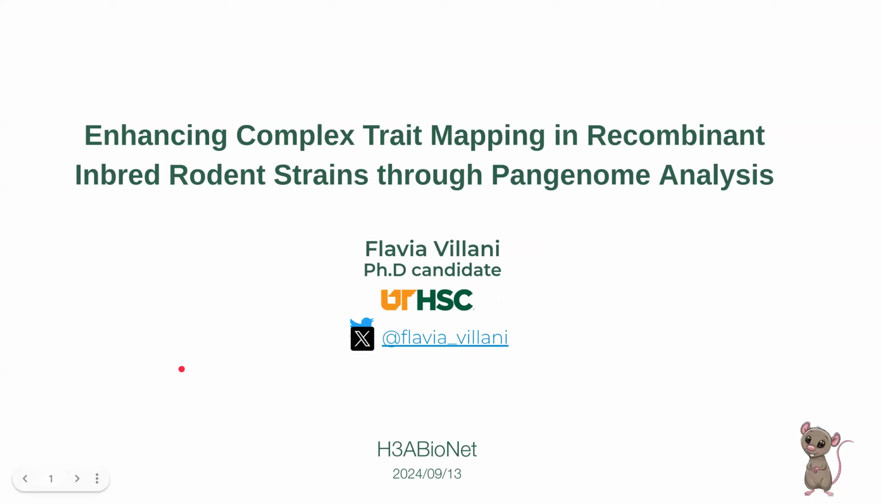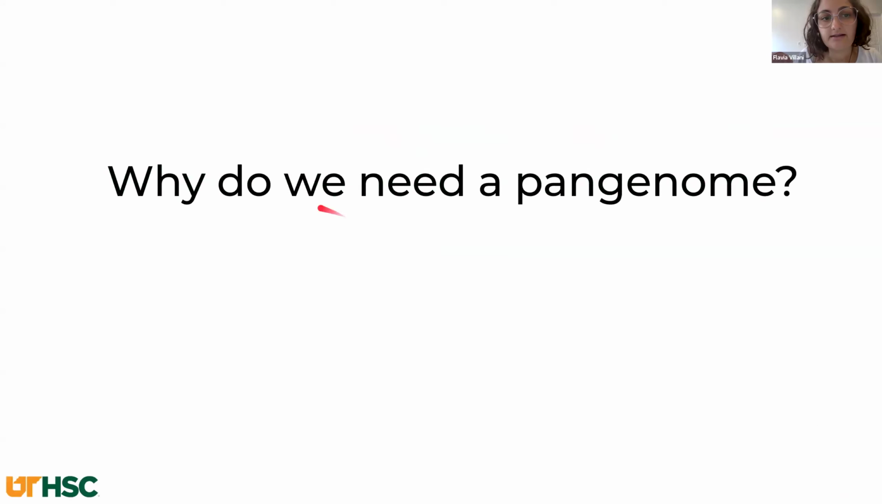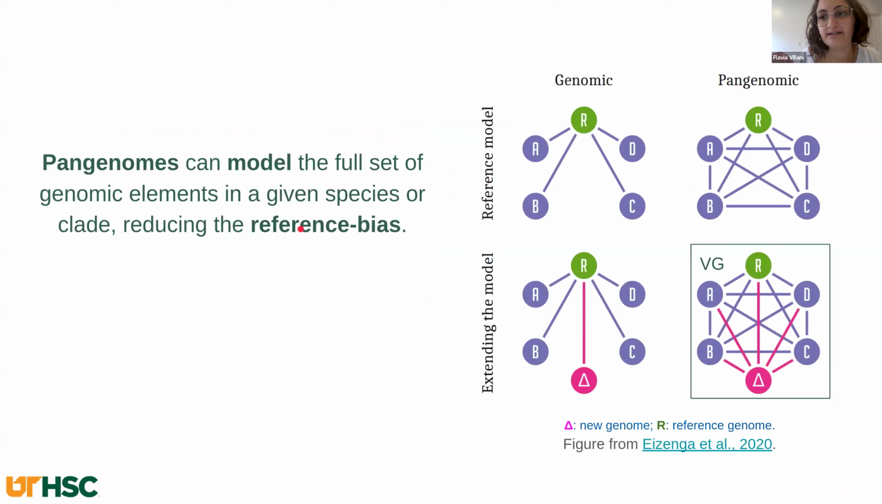Thank you. Hello everyone. Today I want to explain a little of what I am doing using inbred rodent strains and what we can do using, in particular, pangenome graphs. I think you already know why we need a pangenome. With the pangenomic approach, compared to the genomic approach, we are not tied to a single reference genome, but we map all strains against each other to capture all possible variation that we have, in particular structural variation.